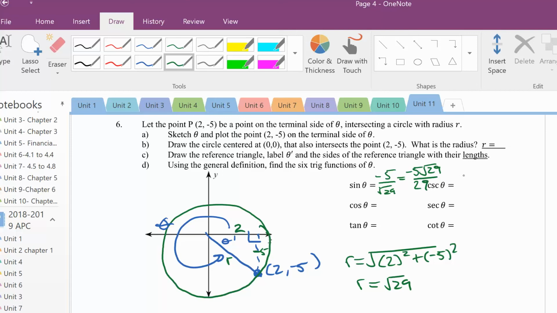Cosecant is rad 29 over -5. Cosine is 2 over rad 29, which is 2 rad 29 over 29. Secant is rad 29 over 2. Tangent is -5 halves. Cotangent is 2 over -5.